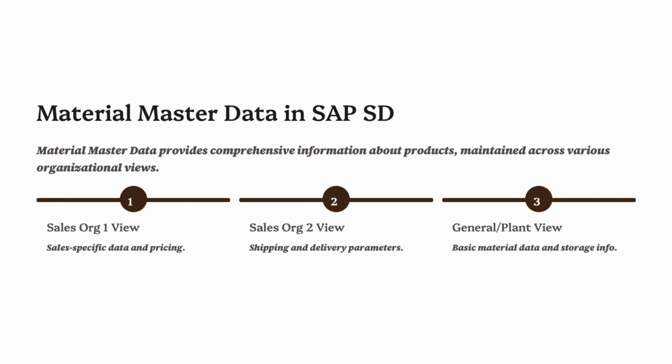Part 4. Material Master Data, role and key views in SD. Next, let's talk about the Material Master Data, another key component of SD. The Material Master contains all information about a product or material that a company buys, sells, or manufactures. While it's shared across multiple modules, like MM, PP, and SD, each module maintains specific views relevant to its business area.